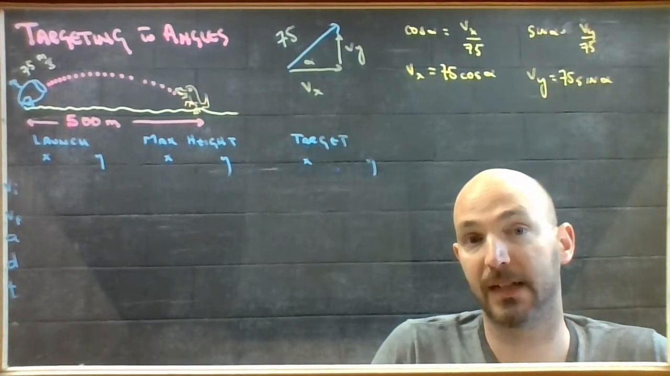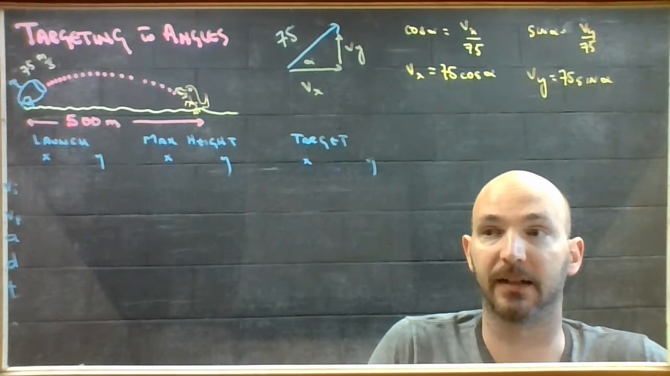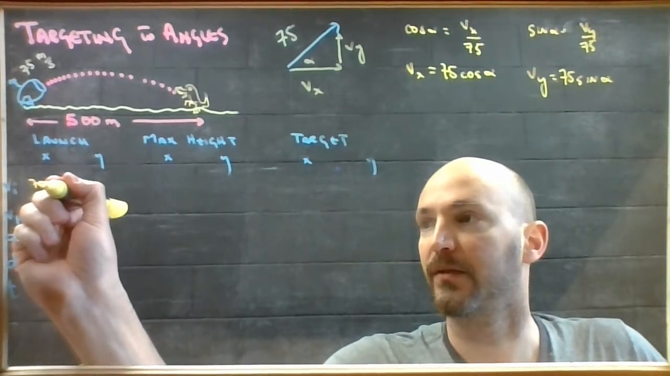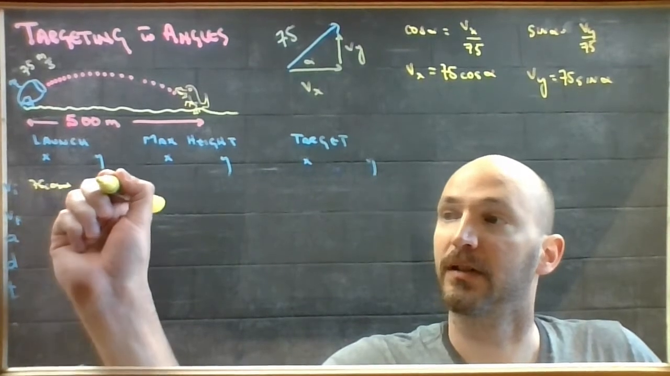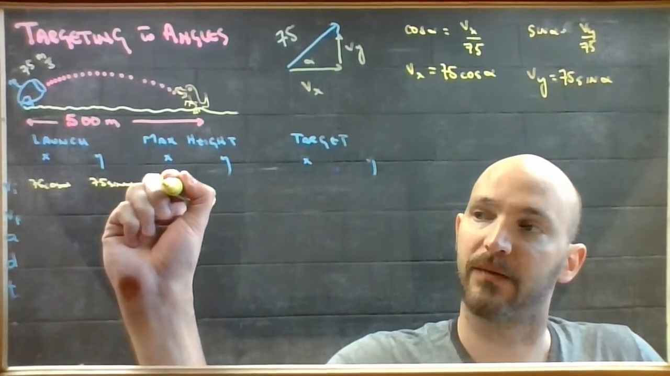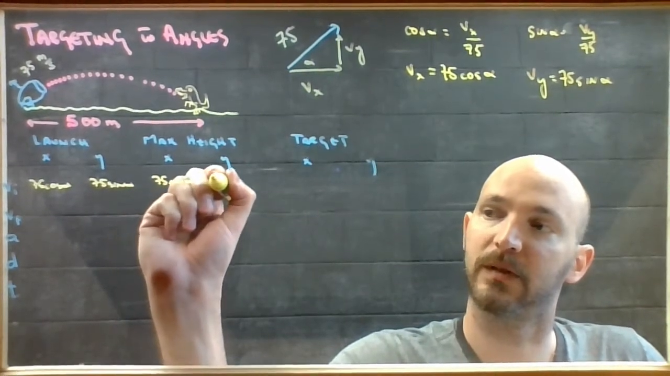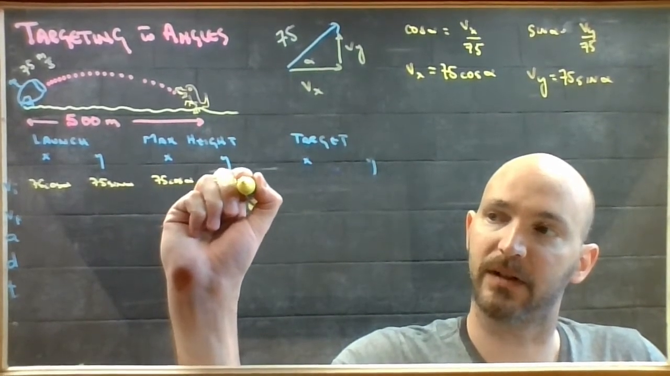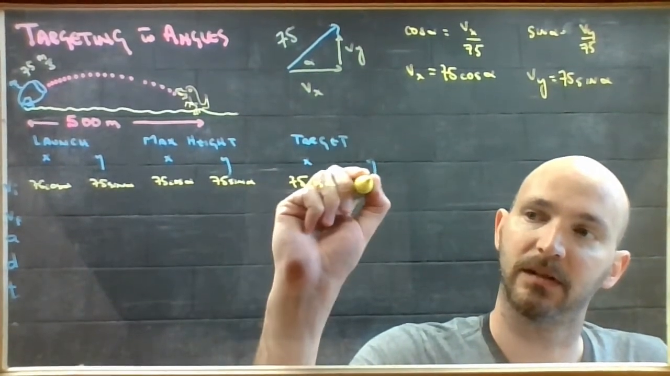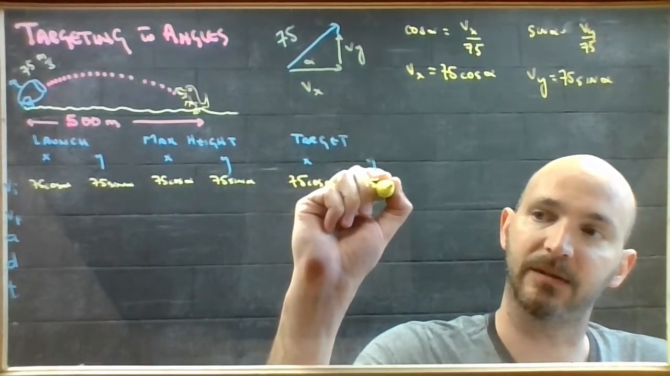So I can start filling that into my chart. It's going to be really irritating, but what can you do? So 75 cos alpha, 75 sine alpha, 75 cos alpha, 75 sine alpha, 75 cos alpha, 75 sine alpha.